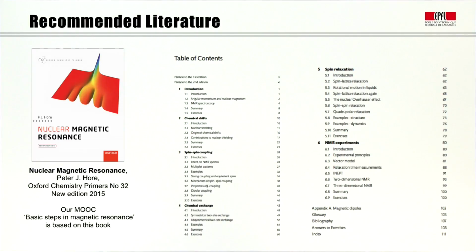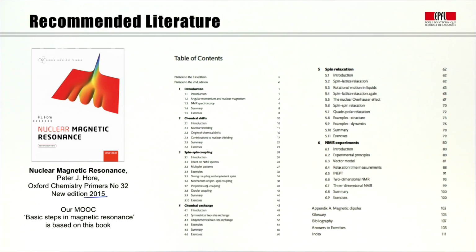So this MOOC, Basic Steps in Magnetic Resonance, will be largely based on this little book here that Peter Hoare wrote some years ago and published at Oxford University Press in a particular series called Oxford Chemistry Primers. In fact, there are many issues. This one is number 32, and you can find that from your local bookshop. Don't forget to tell them that there is a new edition that will come out in 2015.